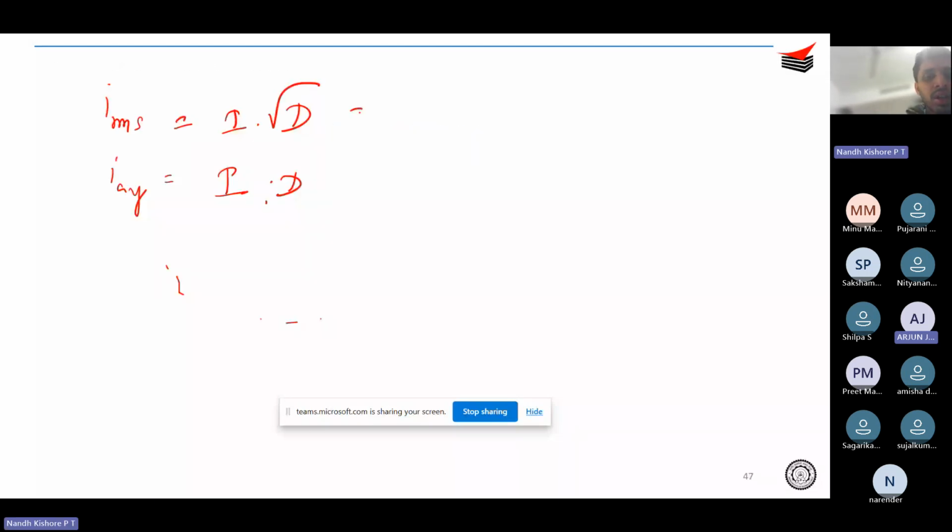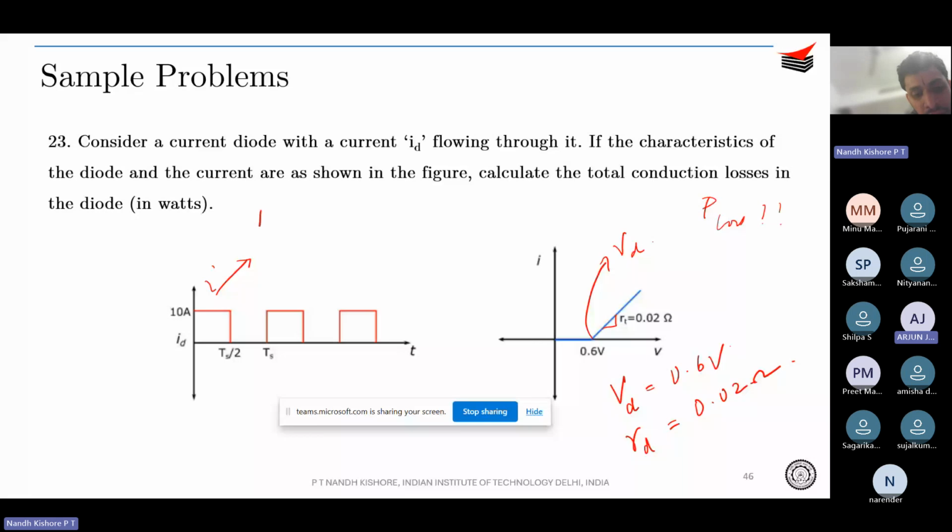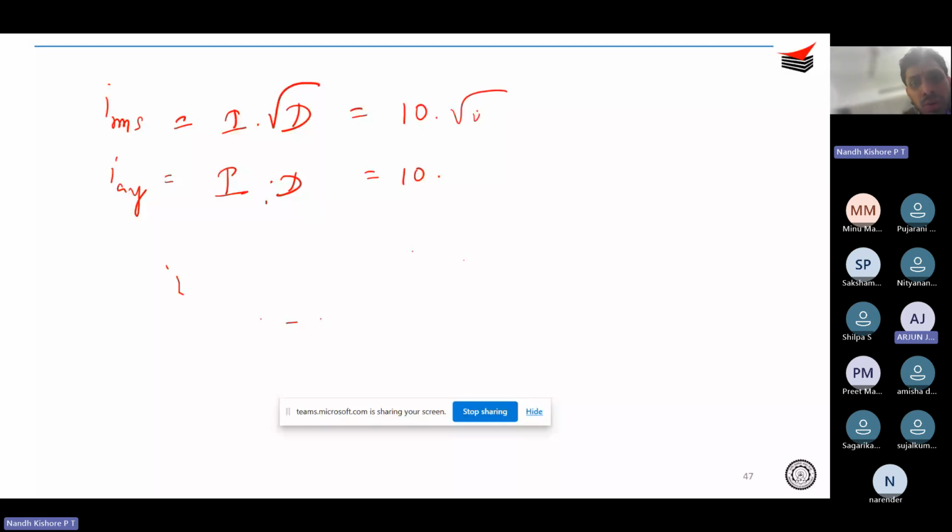So 10 into, this is TS by 2, right? So it's a 50% duty cycle. So D is 0.5. So I average is 10 into 0.5, which is 5 amperes, and I RMS is 10 into root 0.5, so 10 by root 2, which is 7.071 amps.